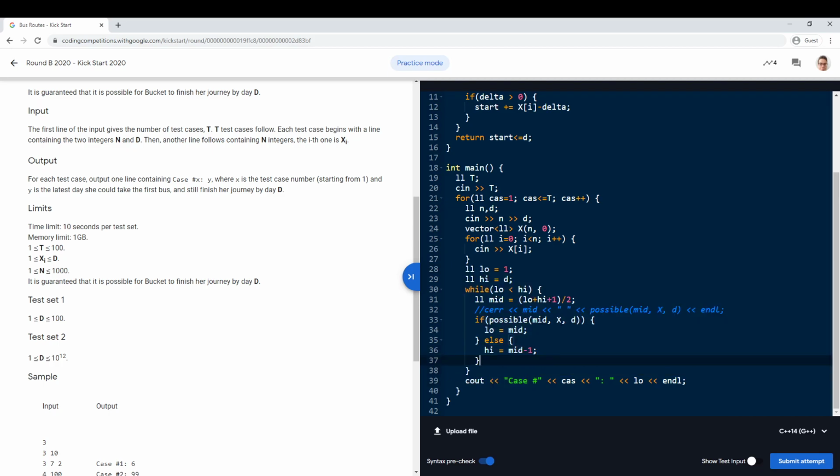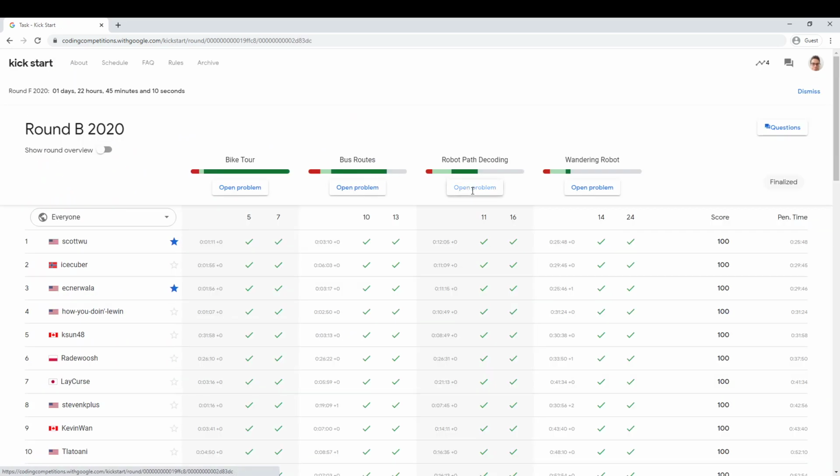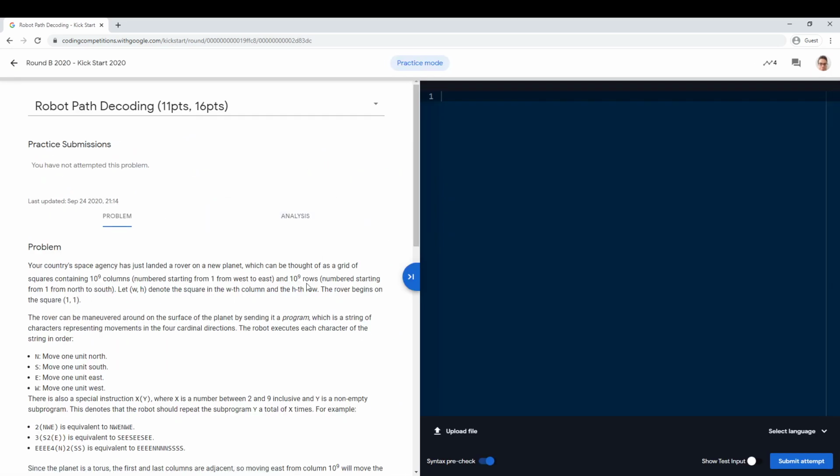And this is the standard binary search, and we thought about whether or not to put a plus one here, and it turns out we did need to. So that's that problem. A little bit of path decoding.